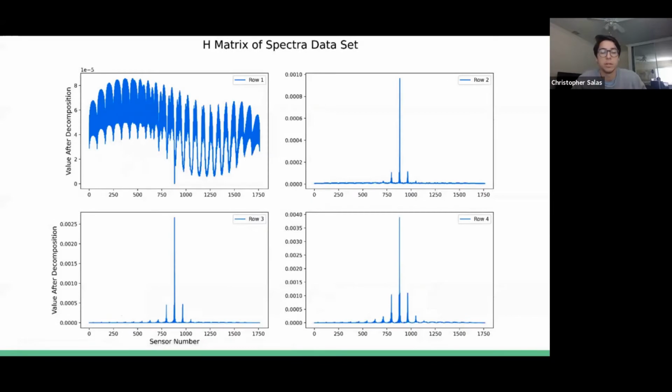The H matrix gives us each feature's weight. So by graphing the rows of H, we're able to see each feature's activity across the grid. Row 1 gives us, again, that strong background radiation that disperses along the shielding, but rows 2, 3, and 4 show most of the activity coming from the center and decreasing as it gets further away, which makes sense because the radiation source is located in the center of the grid.